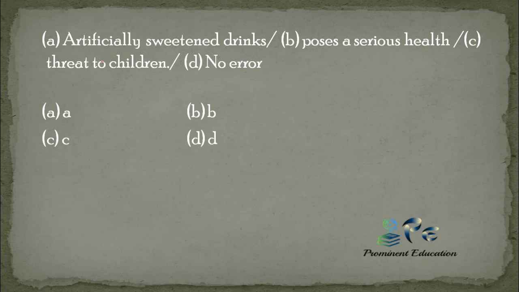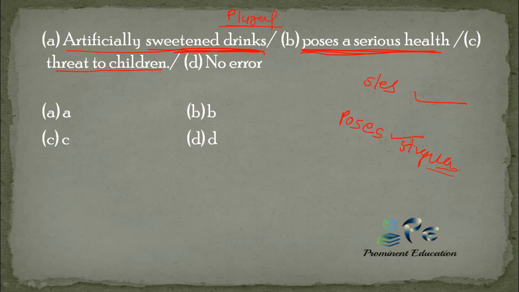Now moving on to the next question. Artificially sweetened drinks poses a serious health threat to children. When you look at the sentence, spot the subject. Artificially sweetened drinks is the subject of the statement. Drinks here is plural, so again your subject is plural, and the verb that comes should be plural to have a correct sentence. Now part B, poses a serious health. I have previously told you, whenever you add s or es to any verb it becomes singular. Pose is plural, and when you add s to it, it becomes singular. To agree with the subject, the verb should be plural. This is singular, so this is wrong. Part B has the error, so the answer of this question is part B.